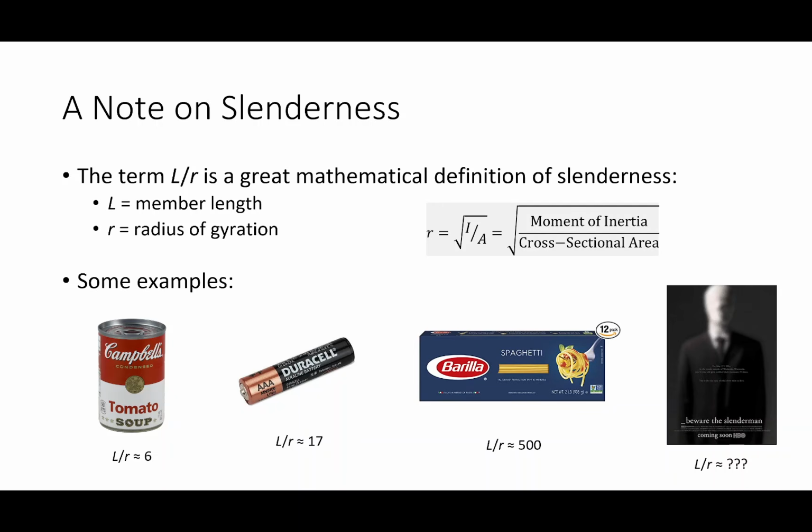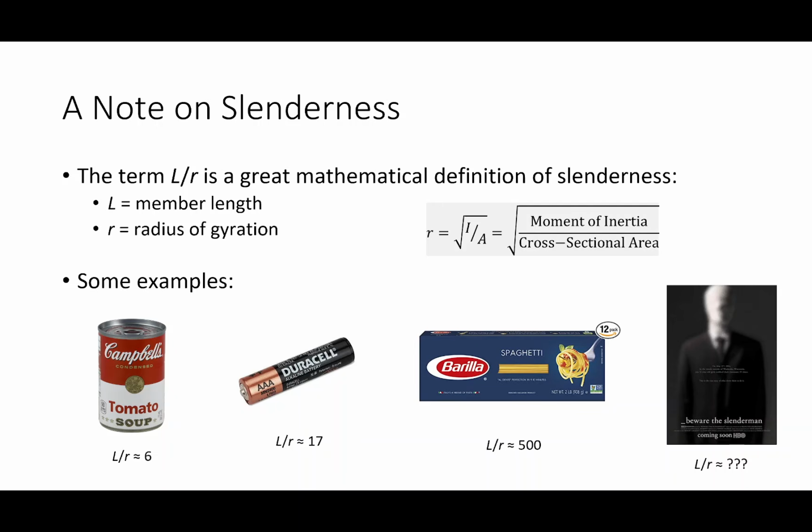Okay? L over r is a great mathematical definition of slenderness because it's unitless, but it does sort of represent how slender an element is. So, for example, if you had a soup can, the L over r is about 6. If you had a AAA battery, it's about 17. A normal piece of pasta is about 500, and who knows about Slender Man? That was a joke, not funny. But if you wanted an understanding of what slenderness is, that's kind of what you're talking about.